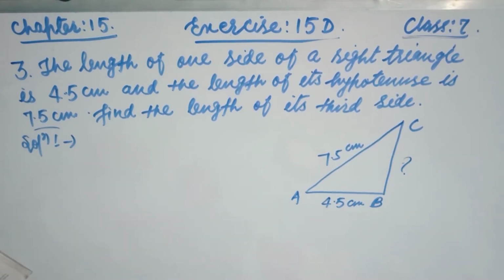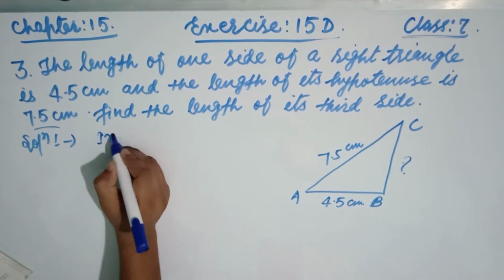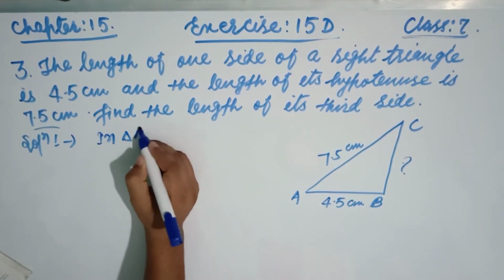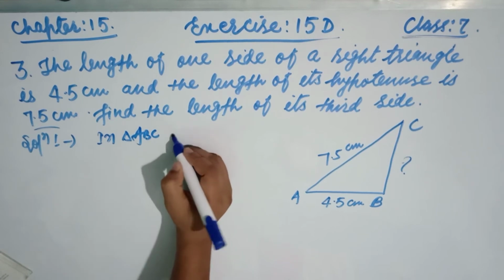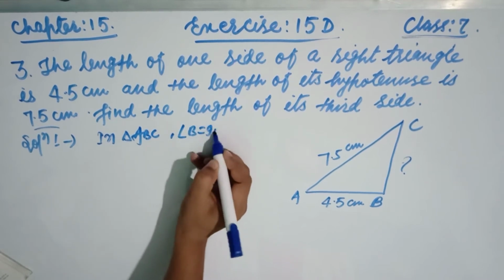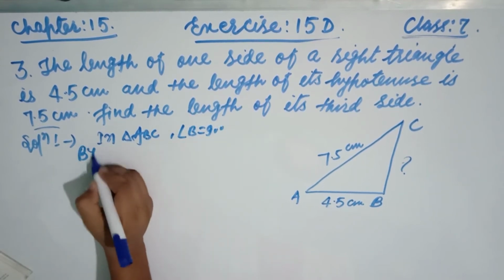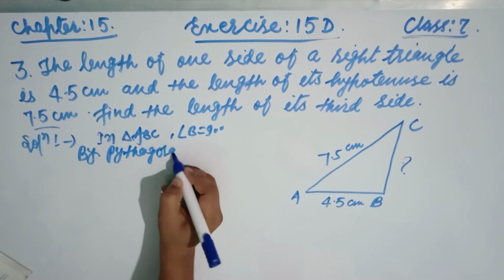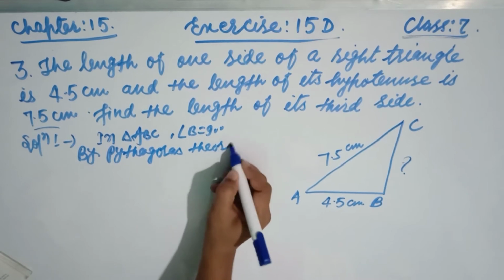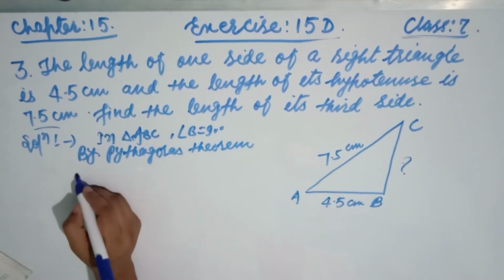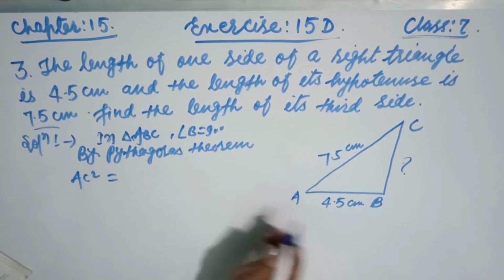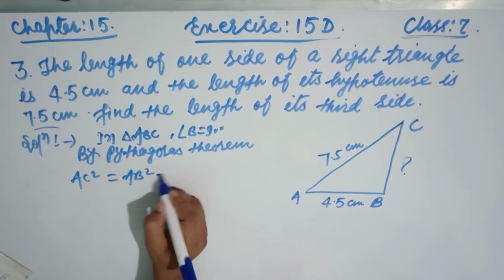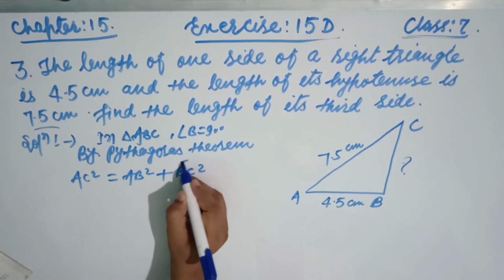Now friends, in right triangle ABC, angle B is 90 degrees. So by Pythagoras theorem, hypotenuse square AC square is equal to the sum of the squares of the two sides, AB square plus BC square. I have to find this BC.